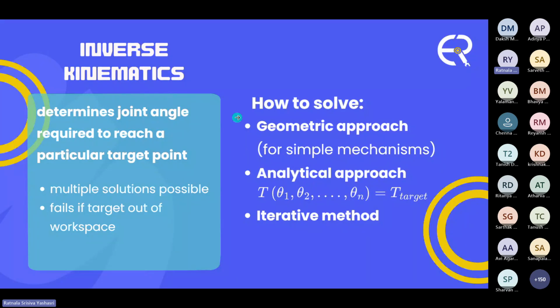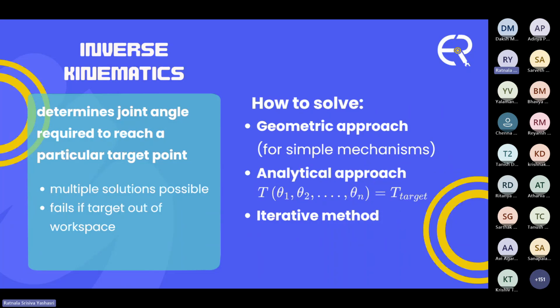But there are three approaches to solve inverse kinematics. First is the geometric approach. This is for simple arms, 2-degree or 3-degree planar arms. You use pure geometry and trigonometry, draw triangles, and then do the math. Then we have the analytical approach. You write down your complete transformation equation and solve it algebraically. It can get messy really fast for complex arms. And hence, then we have the iterative method.